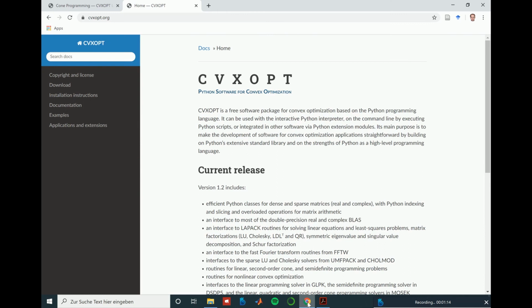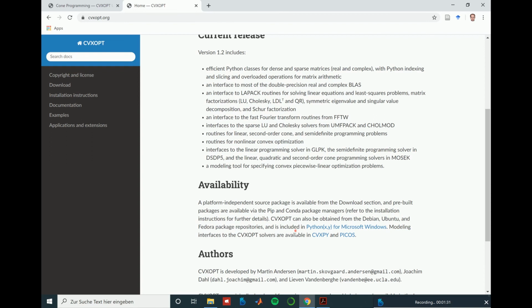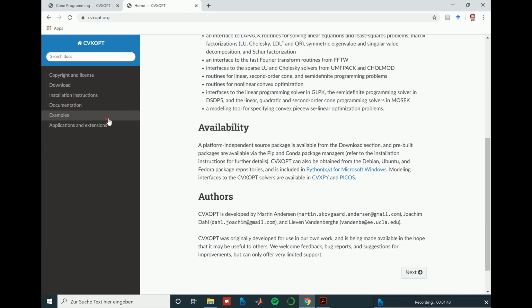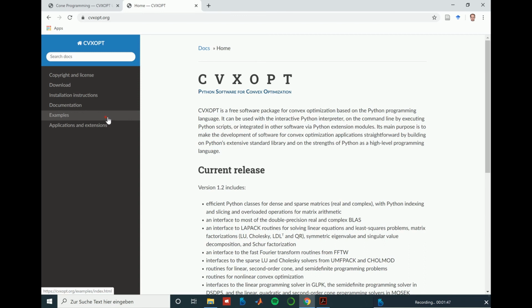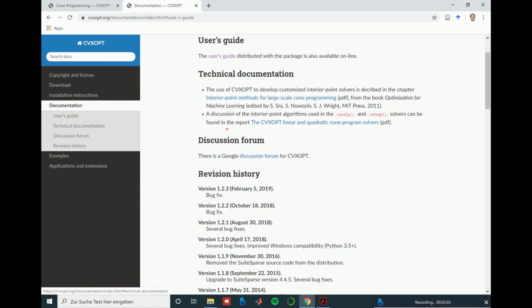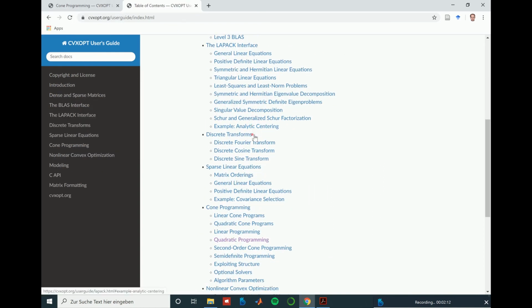The CVXOPT, so that you just know what I'm talking about, is a Python based package for convex optimization, which is developed among others by this Vandenberghe guy who was at this machine learning summer school years ago, and he has a book. This is a general convex optimization package that implements different ways to actually find minima. It also addresses problems such as, here's the user guide, such as quadratic programming.